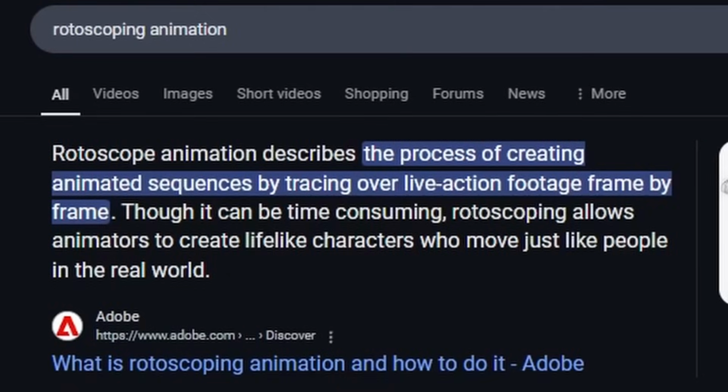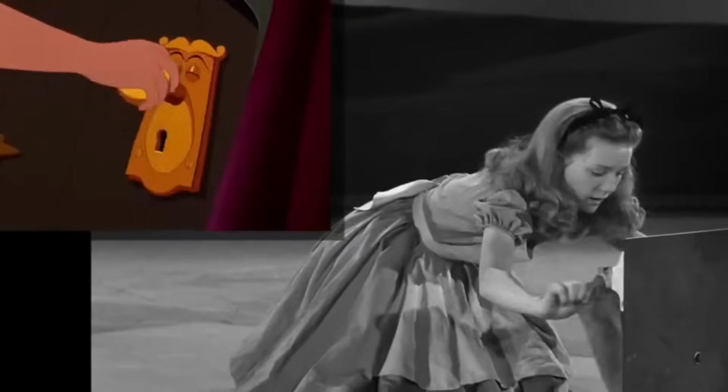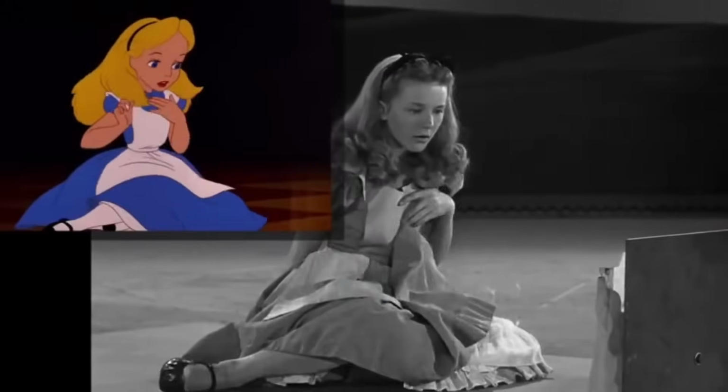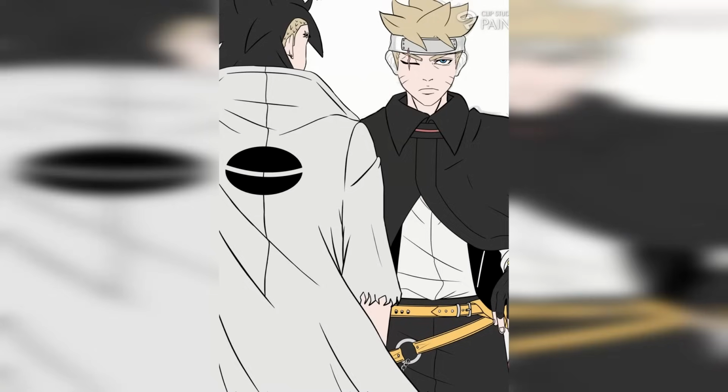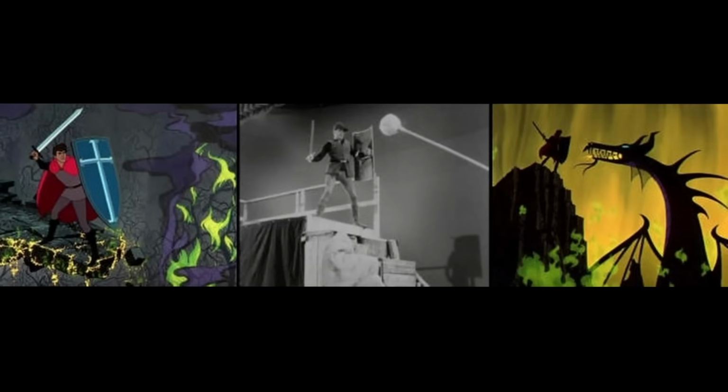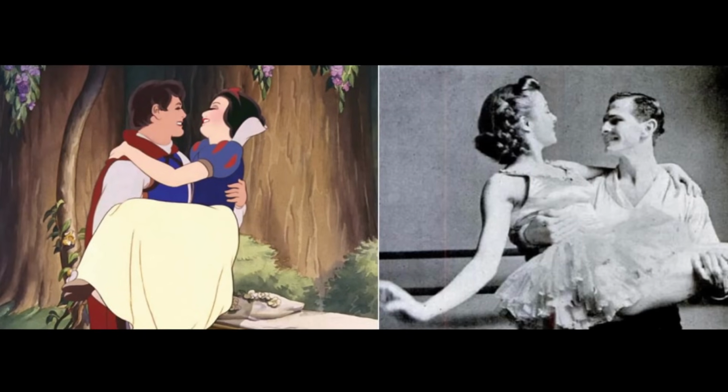Rotoscoping transfers an image from a live action film sequence using a rotoscope. They take actors and have them act out scenes from the script, so when it came to the animation part, they would animate their characters over the live action film. Movies such as Cinderella, Sleeping Beauty, and Snow White are all a product of this form of animation.